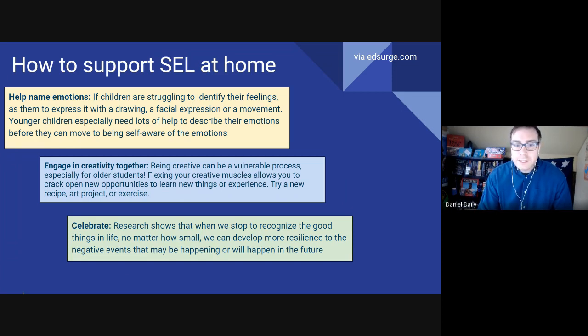You can engage in creativity together. Being creative is an inherently pretty vulnerable process, especially for our older students. We love to see that come out in their coursework and want to make sure that we as teachers are giving them the opportunity to flex their creative muscles. But at home, you can definitely also encourage them to try new things, stuff that's available through community centers, rec centers, libraries, or even just checking out stuff on your own, like a new recipe, art project, or exercise.